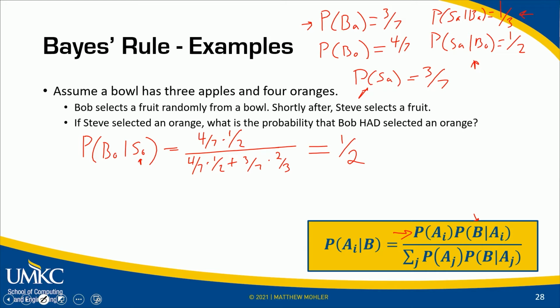So what have we just done? We've gone back and said, what is the probability that Bob selected an orange given that Steve did? We're looking at the past. We're saying Steve just selected an orange. What happened a few minutes ago? Did Bob pick an orange? How likely is that?